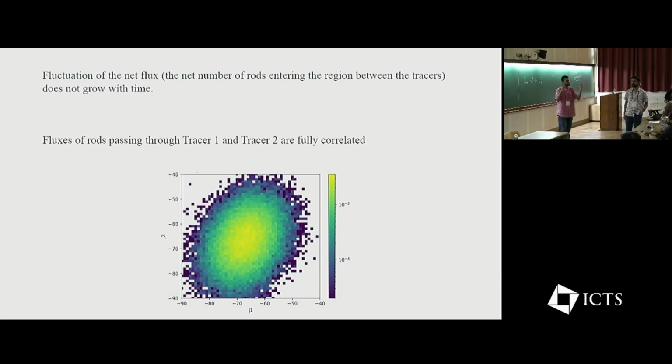So J1 and J2 are kind of the same, but they vary between -90 and -50. We should get a straight line, but maybe we have to go to larger times because this is in the diffusive scaling limit. But actually we want to see that the current experienced by tracer 1 or tracer 2 is the same. It means that eventually there will be no net fluctuation in the number of rods entering between these two. That is what we wanted to see from here.